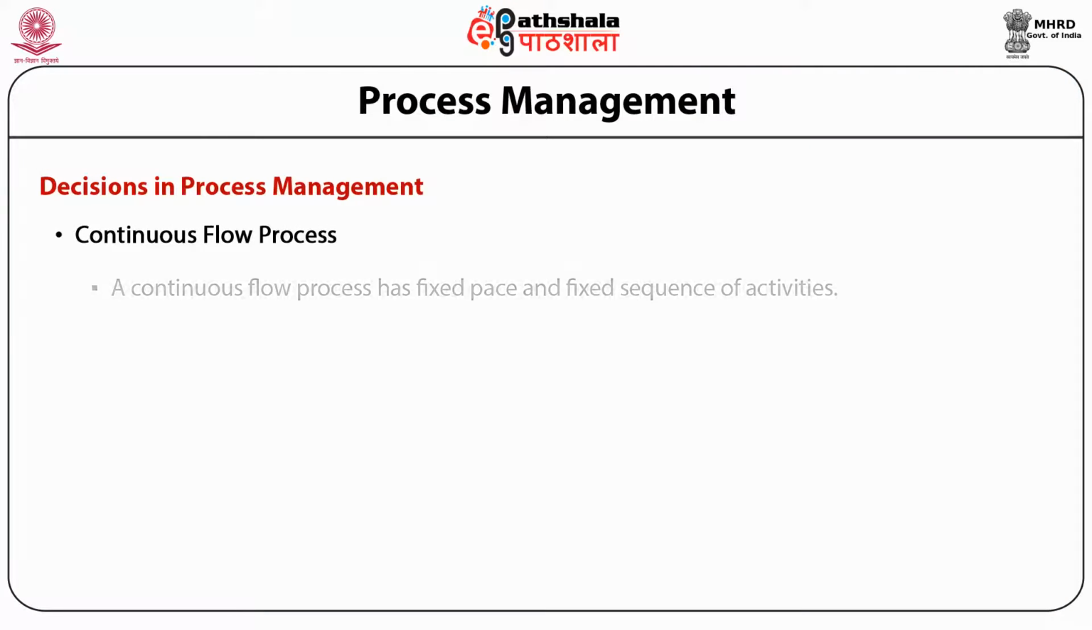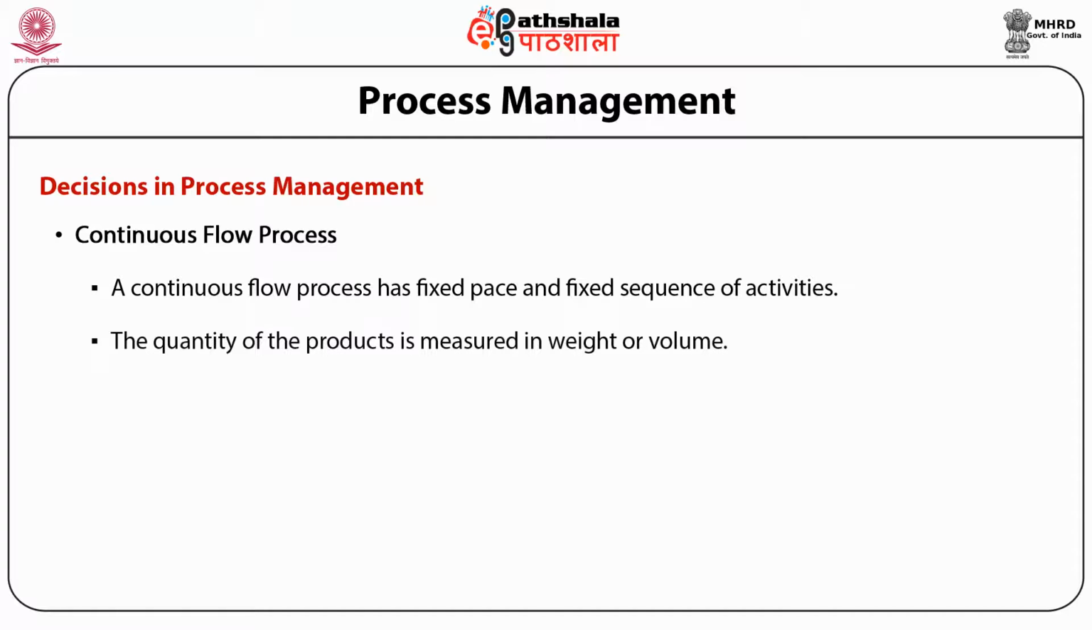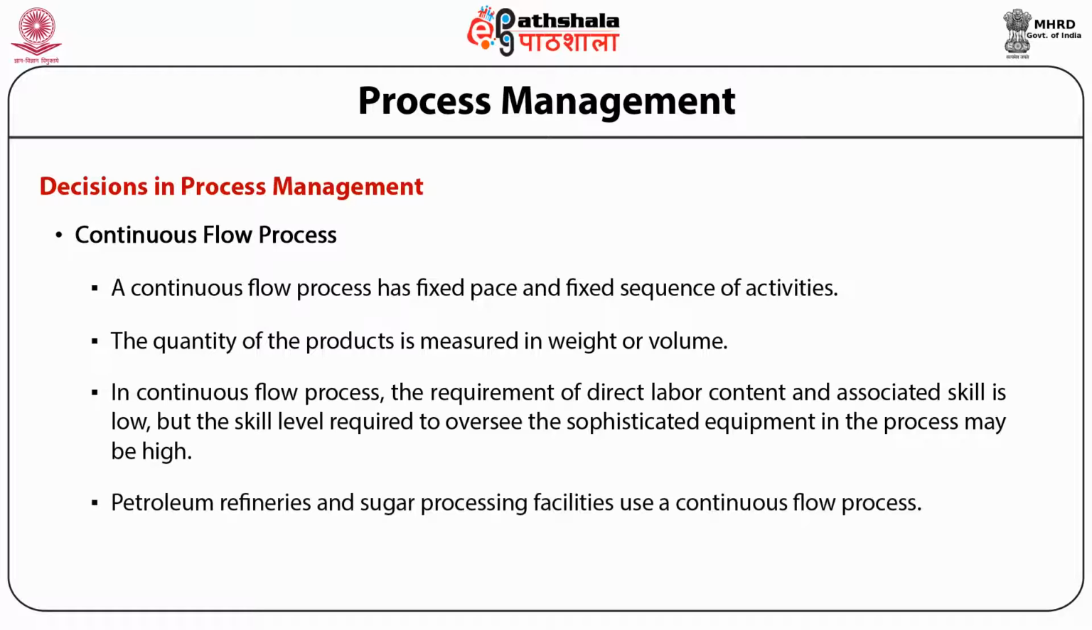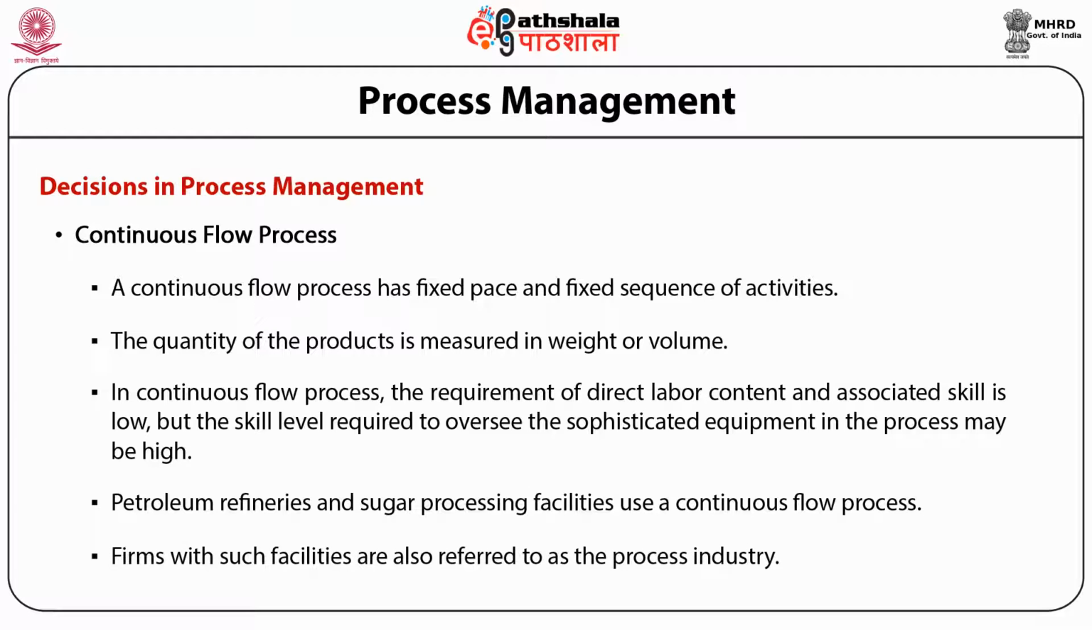Continuous flow process. A continuous flow process has a fixed pace and a fixed sequence of activities rather than being processed in discrete steps. The product is processed in a continuous flow. The quantity of the products is measured in weight or volume. In a continuous flow process, the requirement of direct labor content and associated skill is low, but the skill level required to oversee the sophisticated equipment in the process may be high. Petroleum refineries and sugar processing facilities use a continuous flow process. Firms with such facilities are also referred to as the process industry.